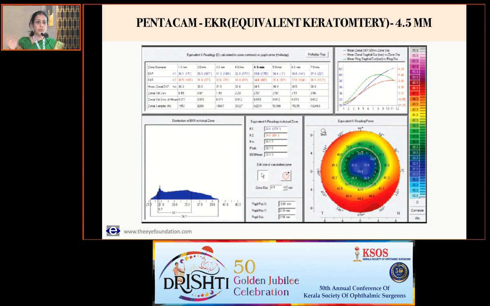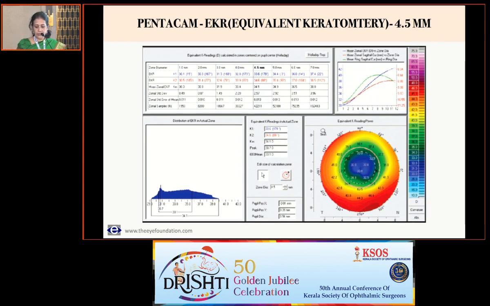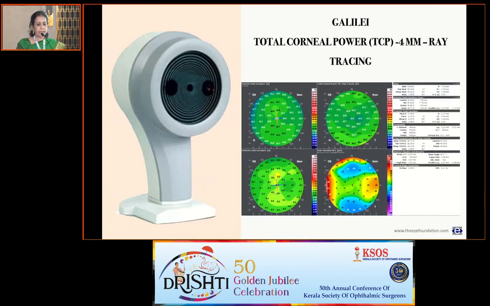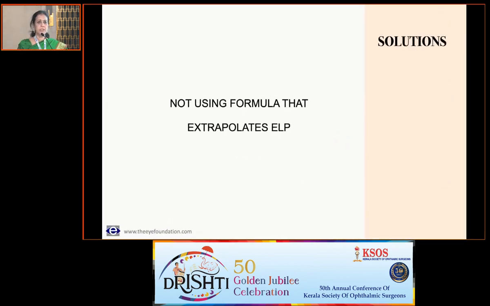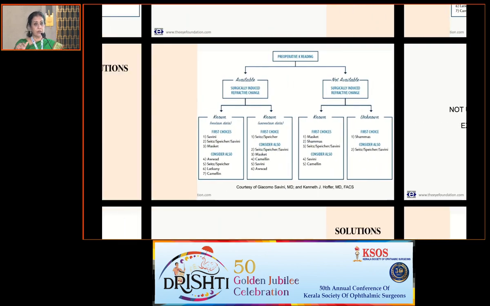It can't be used in Double-K Aramberri's formulae, or in Haigis, which use a different methodology of measuring the K value. And then there is the Galilei, which is a ray tracing method that takes it to a different level of accuracy. So the solutions are then not using formulas that extrapolate K.